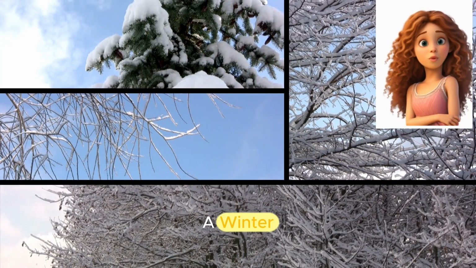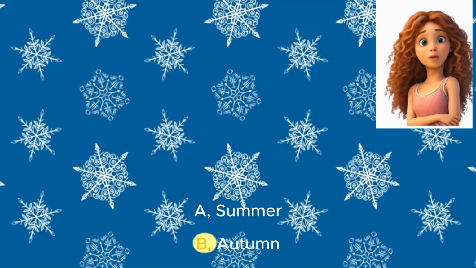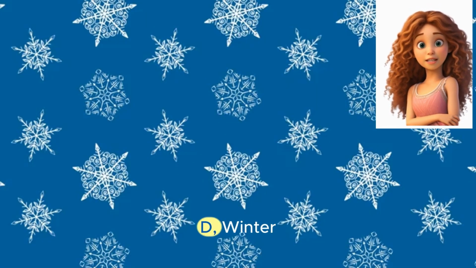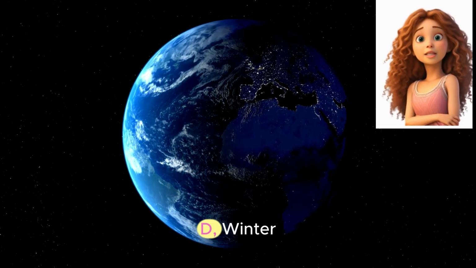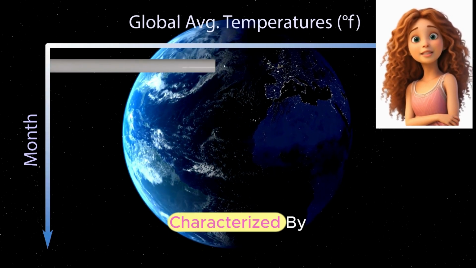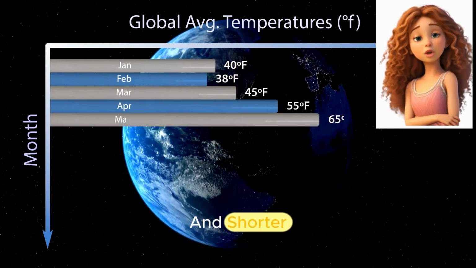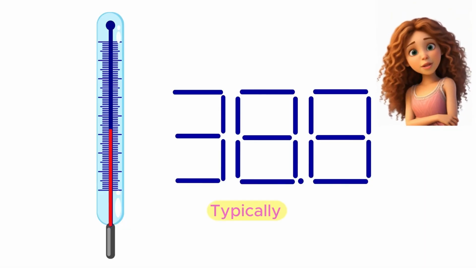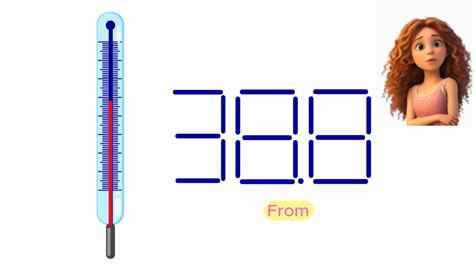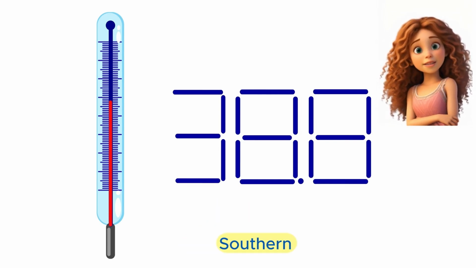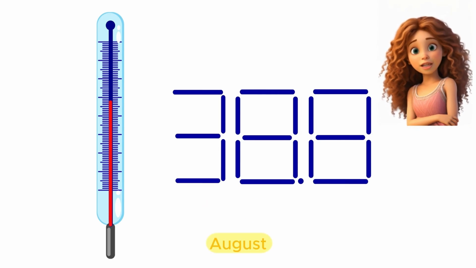Question number 13. Which of these is a winter season? A. Summer. B. Autumn. C. Spring. D. Winter. The correct answer is D. Winter. Winter is a season characterized by cold temperatures, snowfall in many regions, and shorter days.